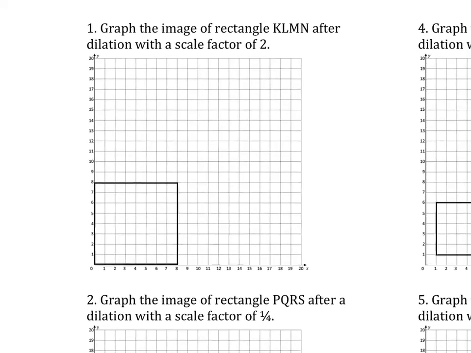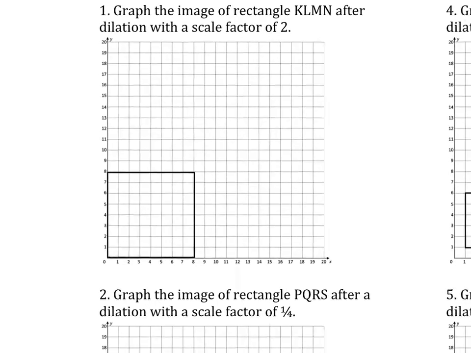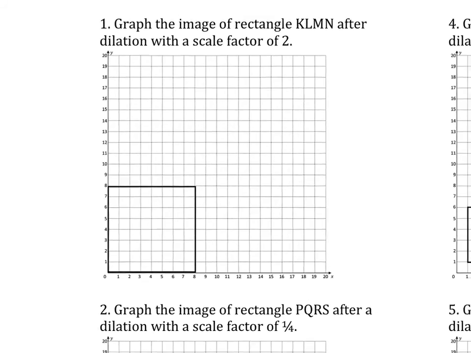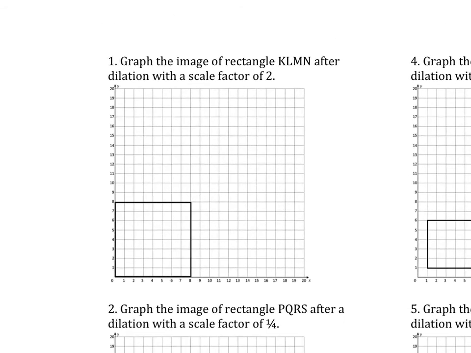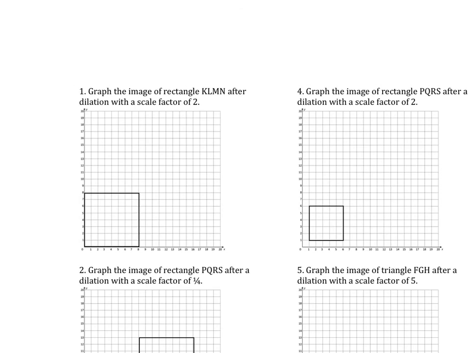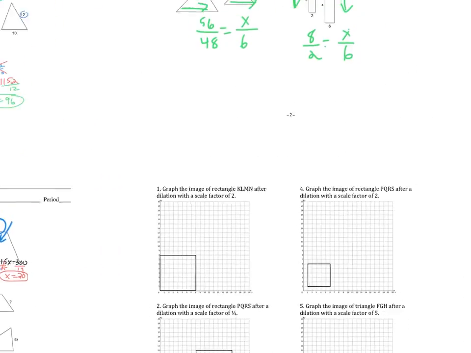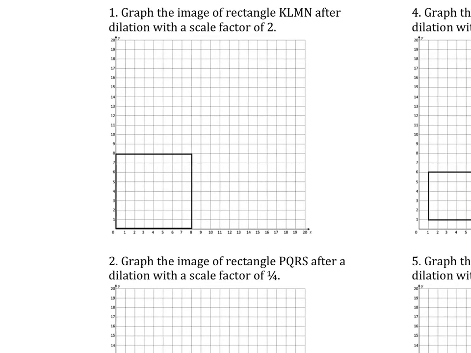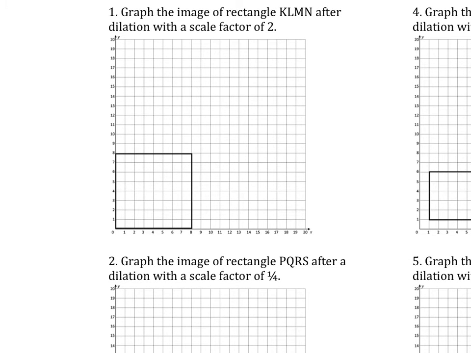Now, this one, graph the image of KLMN after dilation with a scale factor of 2. Now, I'm looking for KLMN, but I don't see it anywhere. I think they would put a letter KLMN. That's how they would name that rectangle, okay? That's where those letters came from.